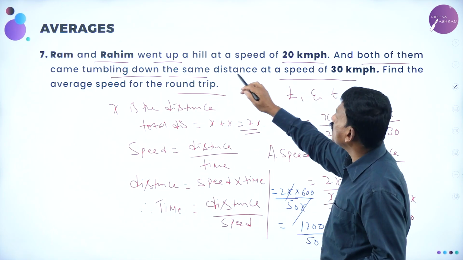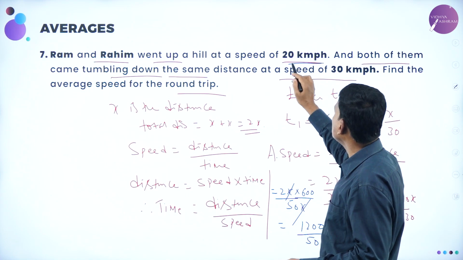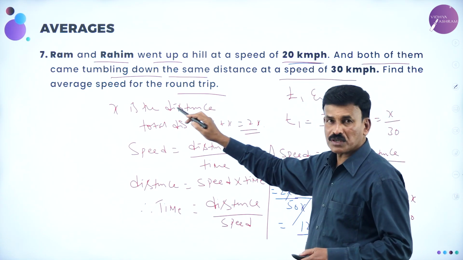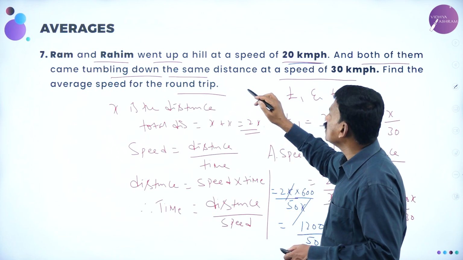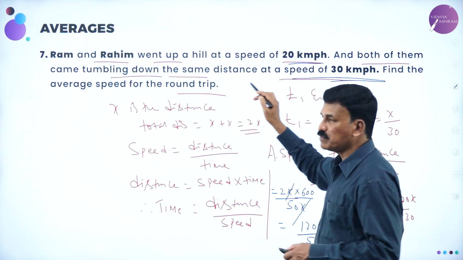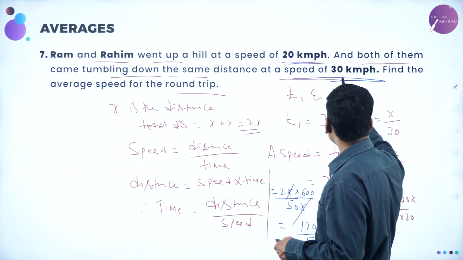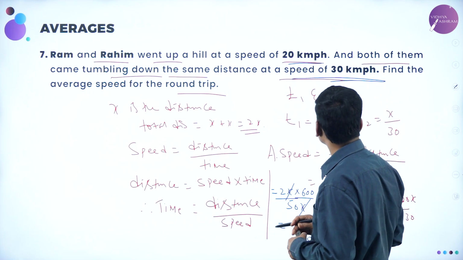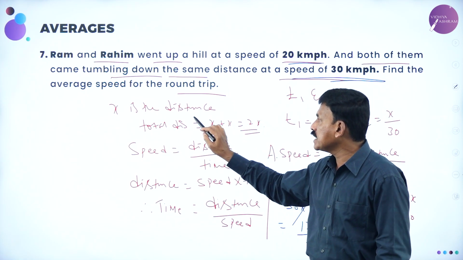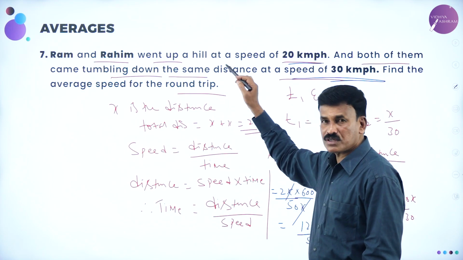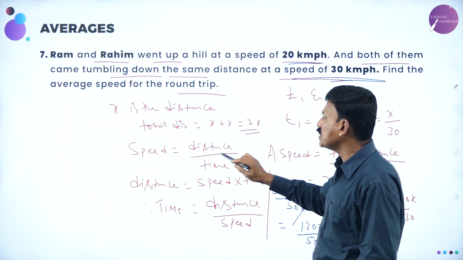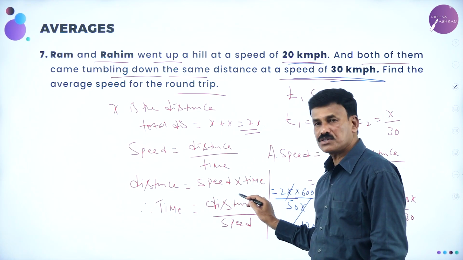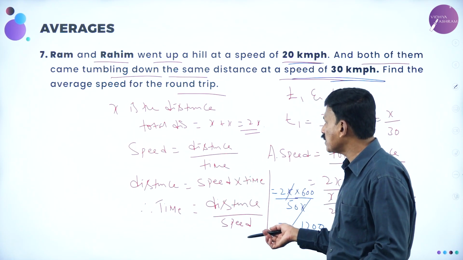So Ram and Rahim went up a hill at a speed of 20 kilometers per hour while climbing, and both of them came tumbling down the same distance at a speed of 30 kilometers per hour. Find the average speed for both the rounds. So here let x be the distance, and the total distance for upwards and downwards is x plus x, 2x. We know speed is equal to distance travelled by time taken, or distance is equal to speed into time, or time is equal to distance by speed.